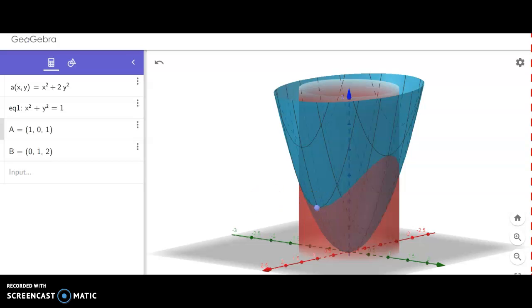All right, let's check the other one. Here it comes. Drum roll. Okay. Bam! Found it. Sick.